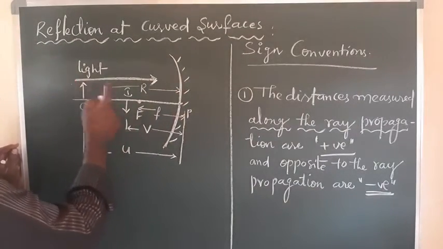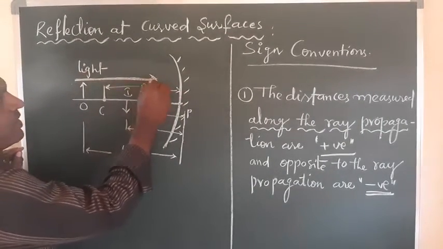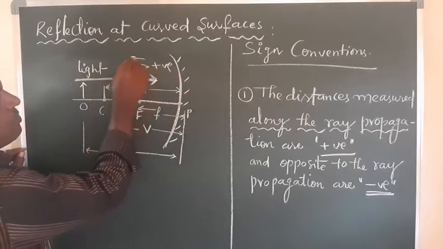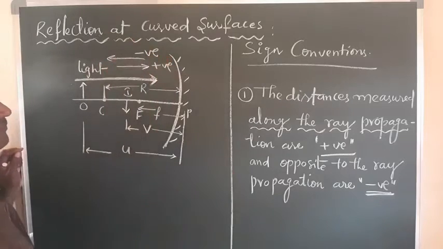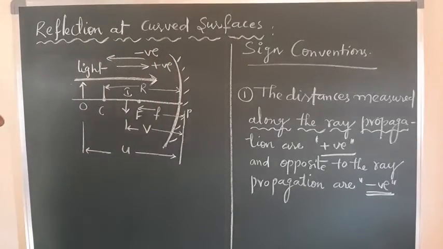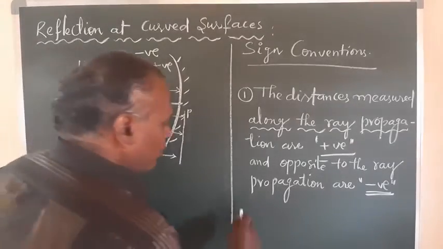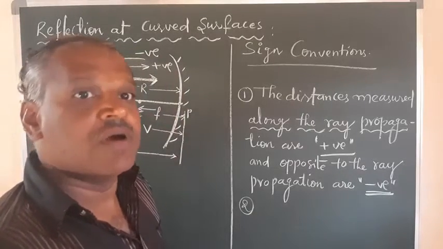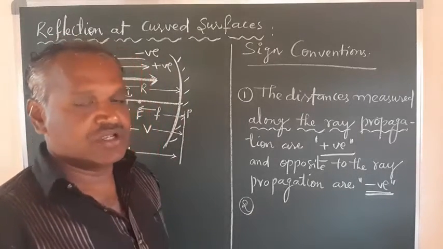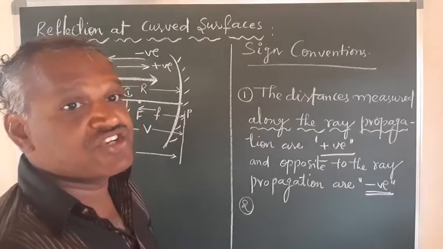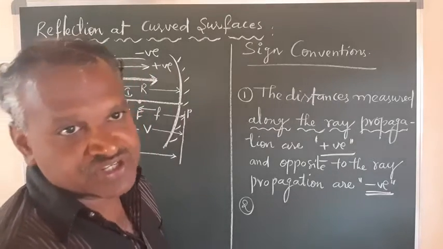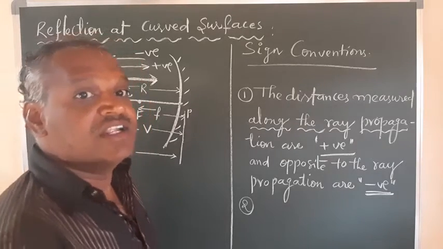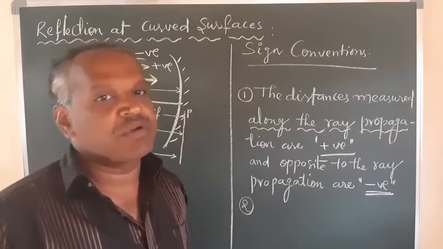So here this is a light ray propagation. If the distances are measured in this direction, they are positive. If the distances are measured in the opposite direction of this one, they are negative. Right? So you have to remember that. And similarly, there is one more. Here I have taken distances along the direction of propagation of the ray or opposite direction. If distances are measured perpendicular to the ray propagation, suppose the height of the object and image are considered, in those cases the distances are measured perpendicular to the ray propagation.